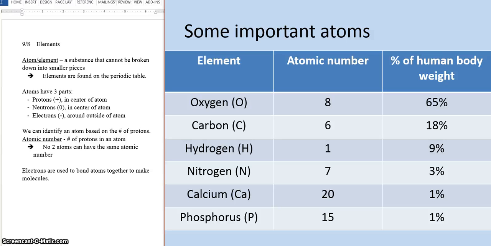But you can see here in this table the element with its symbol, its atomic number or its number of protons, and the percentage of the human body weight that atom takes up. You can see that a human body, and really most living things, are oxygen, carbon, hydrogen, and nitrogen.